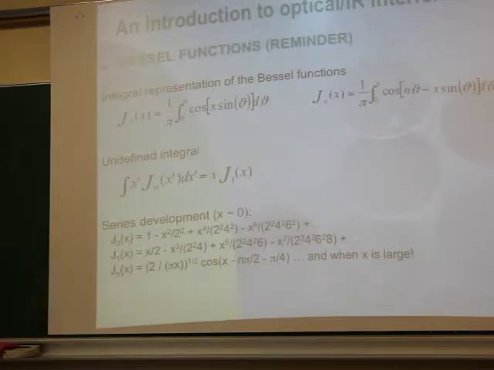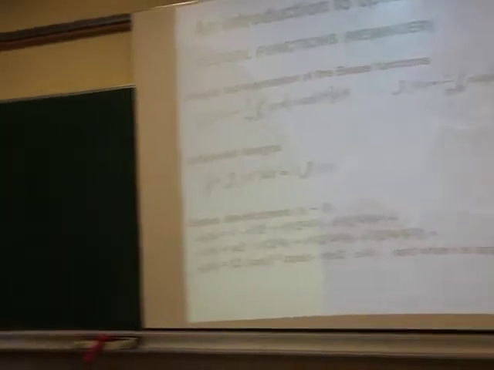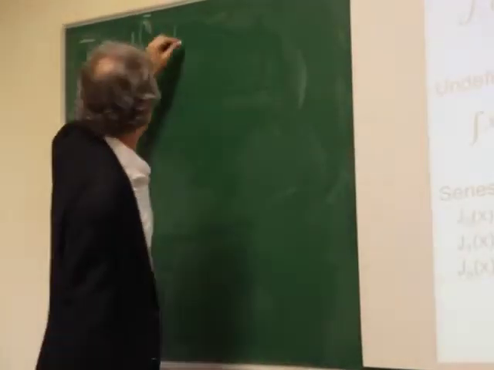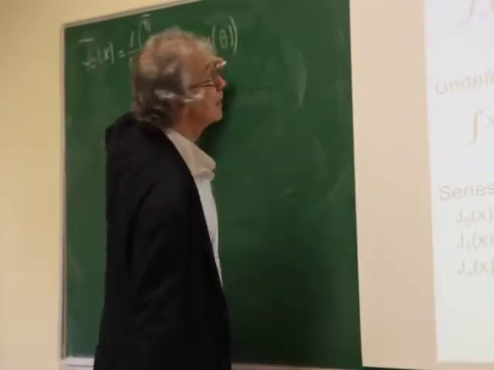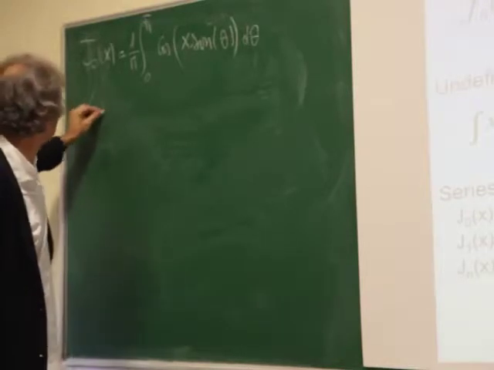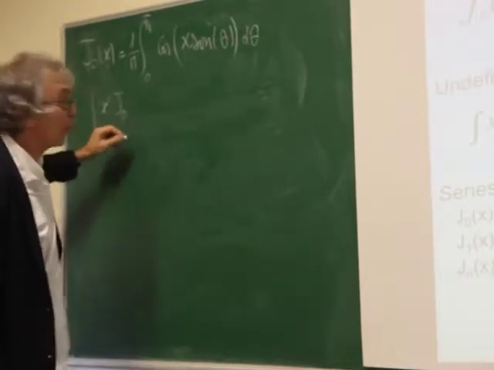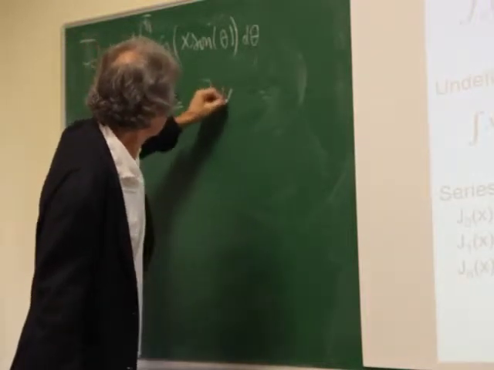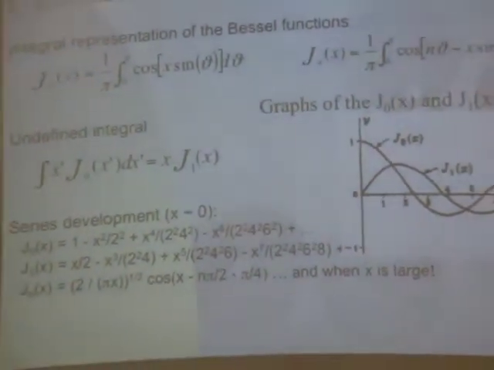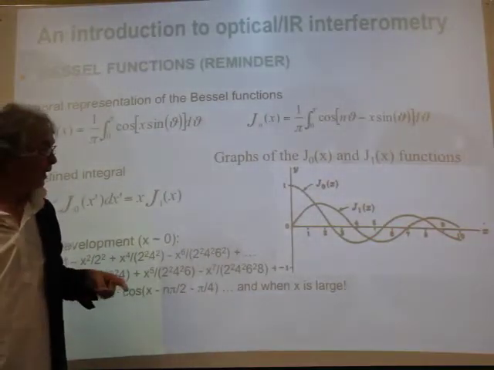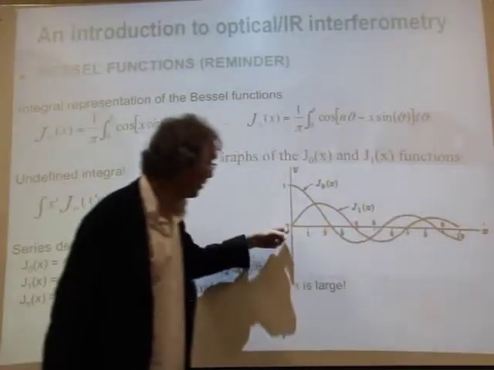So I should just write those properties here. J0(x) is equal to 1 over pi, integration from 0 to pi, cosine of x times sine theta, d theta. An interesting property is that the integration of x prime times the zero-order Bessel function is equal to x times J1(x). And here are the graphs of the zero and first-order Bessel functions. You see that the zero-order Bessel function looks like a sine cardinal, whereas the first-order function is different. It's zero at zero.